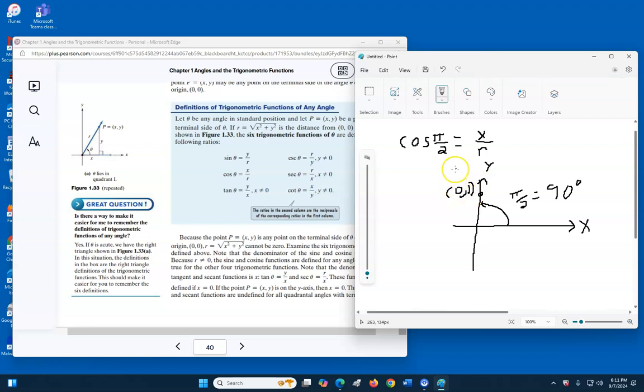Okay, 0 is the x coordinate, and 1 is the y coordinate. And so cosine of pi halves is x over r. We can see the x-coordinate is 0, then for the r-coordinate, we got this formula here for determining r. If you use it, x is 0 and y is 1, so r is going to be 1. And then 0 divided by 1 is 0. So using our definition here, cosine of pi halves is 0.